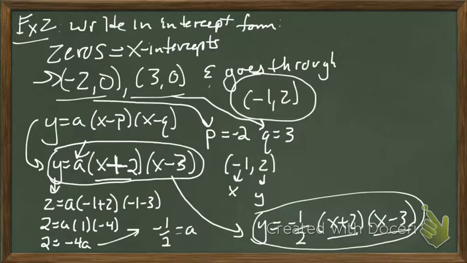Now, they don't give me the a value, but if I were to plug in negative 1 for x, this would be a negative 1 and this would be a negative 1. I'd have negative 1 plus 2 is 1, times negative 1 minus 3, that's negative 4. So if I do 1 times negative 4, that's negative 4 times negative 1/2. I think I get 2, which is that y value. So we have the right intercept form.